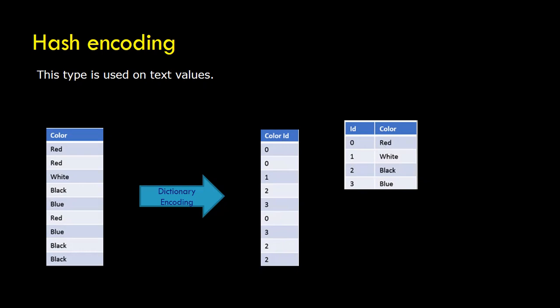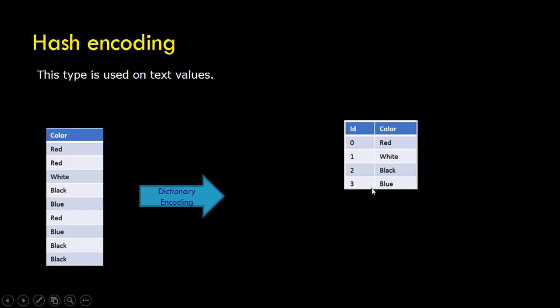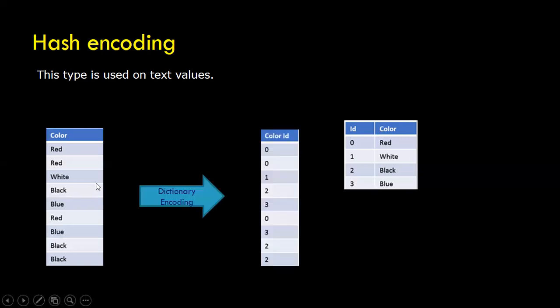In the case of hash encoding, it builds a dictionary. The dictionary will hold the distinct values. For each distinct value, it assigns a unique value. That unique value will replace the text values in your actual column. If you compare these values and this one, at the end of the day your column will have only these types of values. So obviously it will save a lot of space.